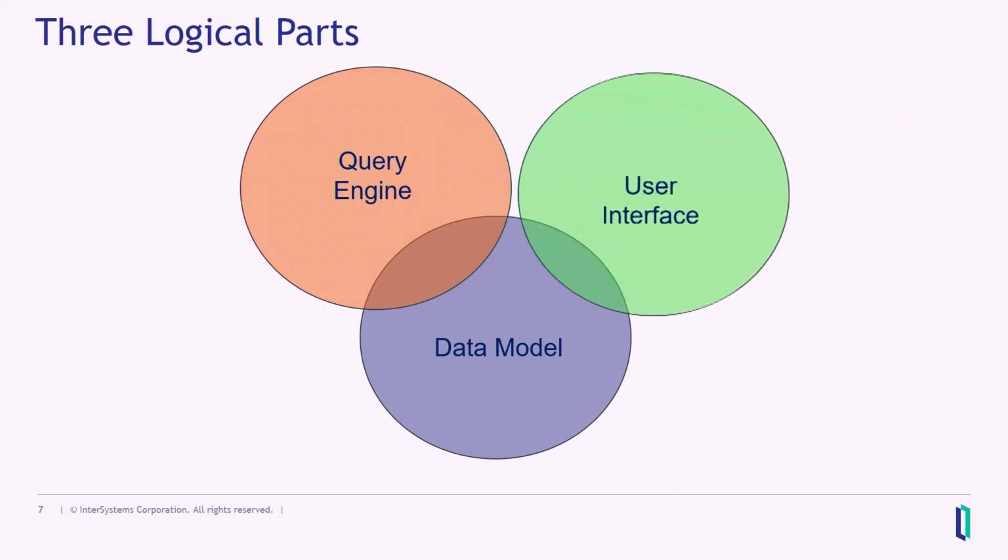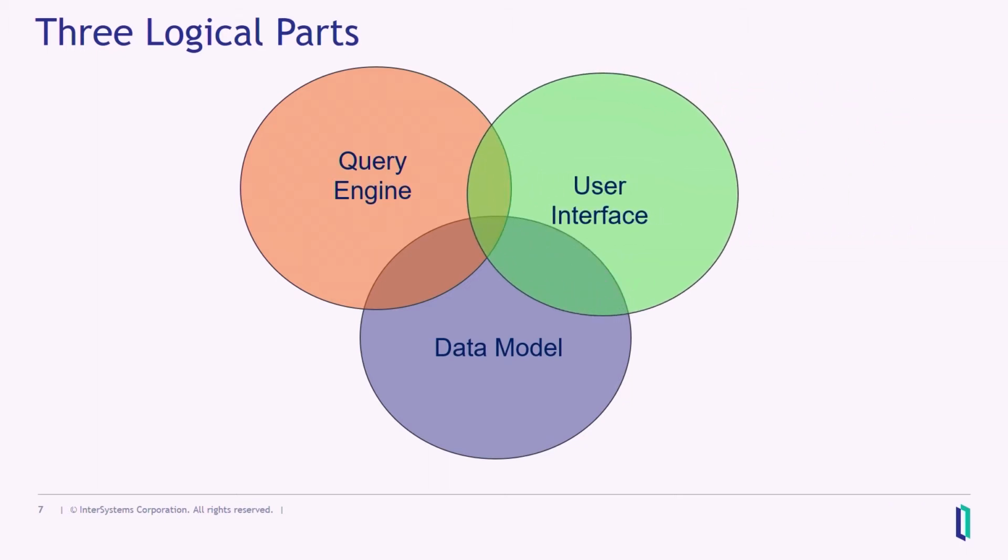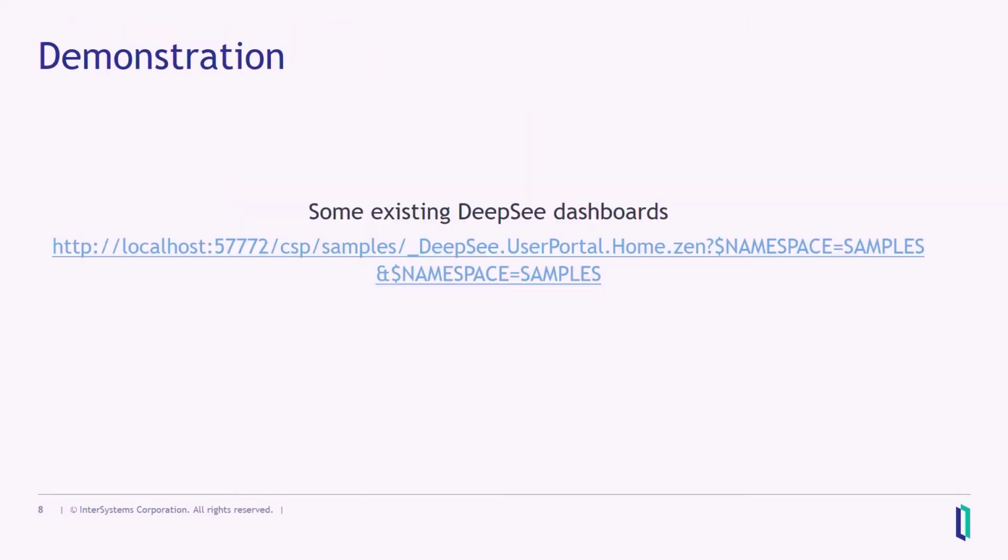And the final part of DeepSee is the user interface. But as I said, we provide you with an out-of-the-box user interface, which is the dashboards and another component called the analyzer for the power user that gives you the ability to drill down to data. But on top of that, you can build your own user interface, and that's essentially what we're going to be talking about for the rest of the session. But before we do that, let's look at a demonstration of some of the out-of-the-box capability you have with DeepSee.